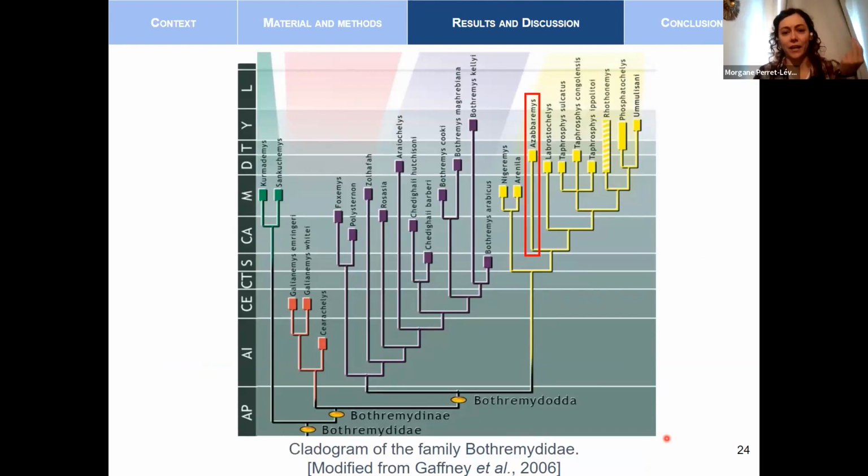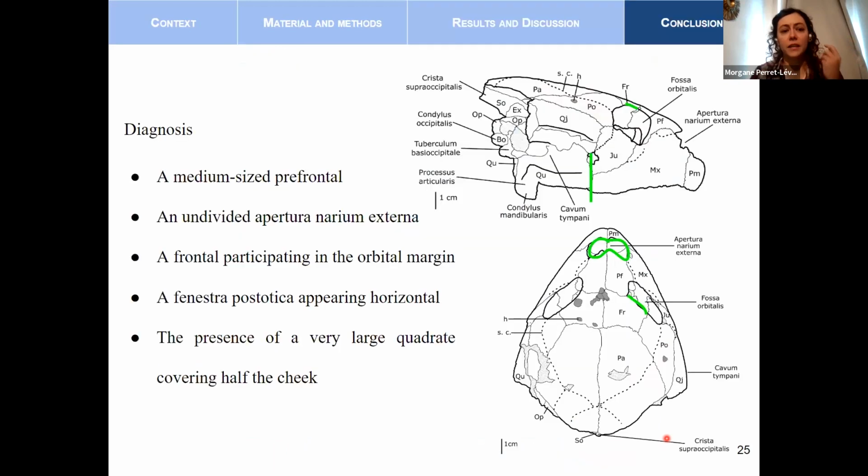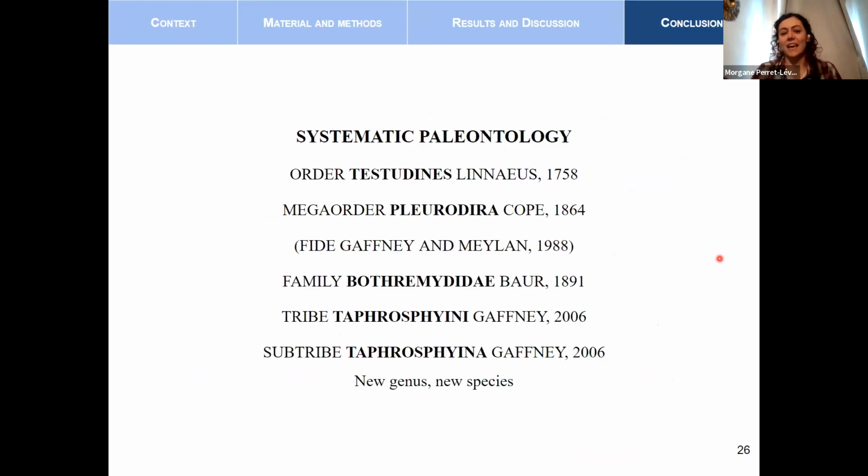This is the phylogeny in the article of Gaffney, and we can see it's very similar to mine. In conclusion, I did the diagnosis. We can see in the green region the diagnostic elements that I will not explain here because I don't have the time. And the real conclusion, from the systematic paleontology and the phylogenetic analysis, is that we can say it's a new genus, new species.